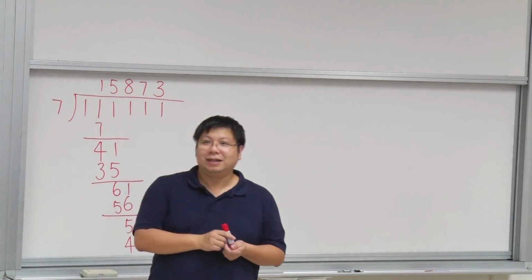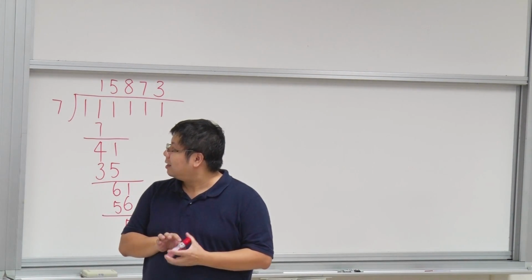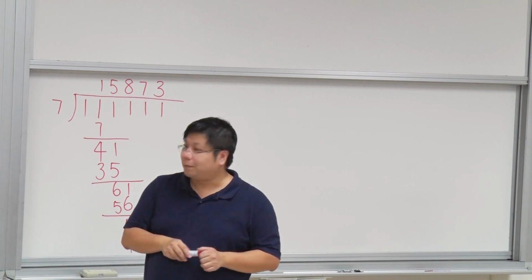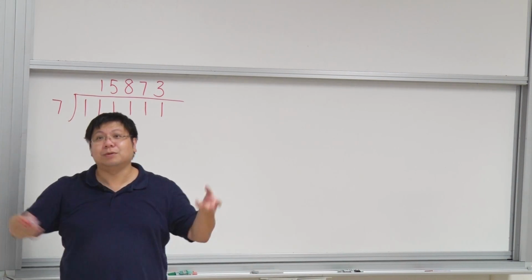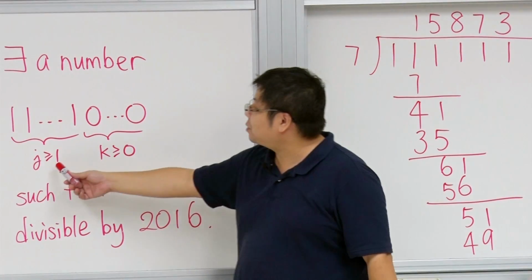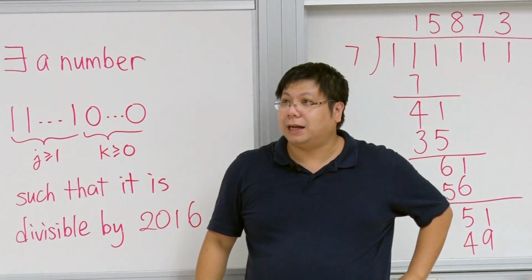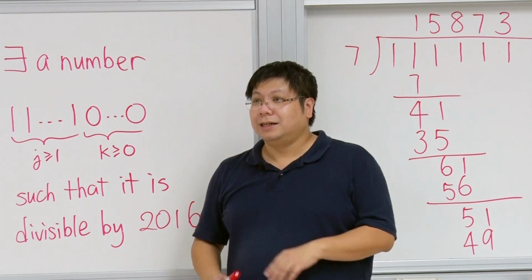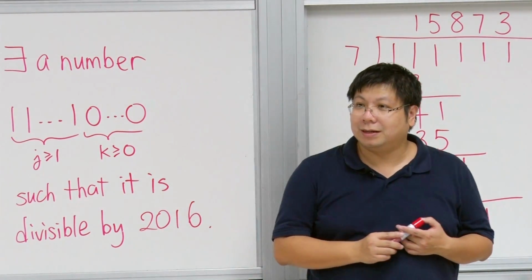So how do we show that there exists a number of this form? Of course, you don't want to have just a 0. 0 is divisible by 2016. That's why I restrict the j part to be at least 1, there is at least one 1 there. So it is a non-zero number.